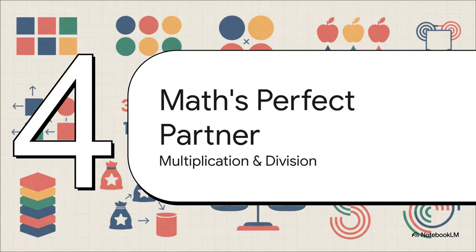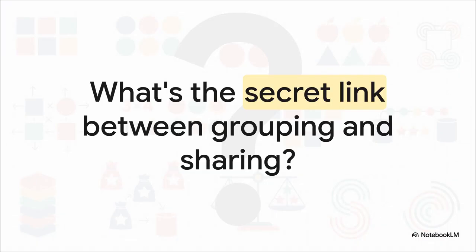So we've looked at grouping and sharing, and they seem like total opposites. But the real magic, the big secret, is how they actually work together. This is where we see math's perfect partnership. So what is it? What's the secret connection that makes these two superpowers a team? What's the link between putting things together and taking them apart?